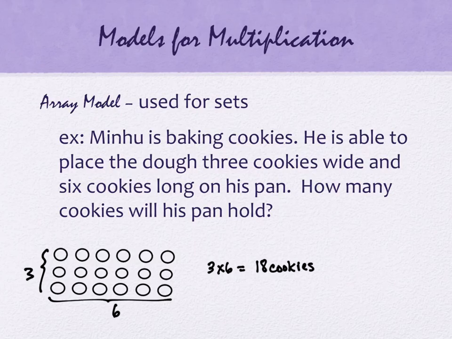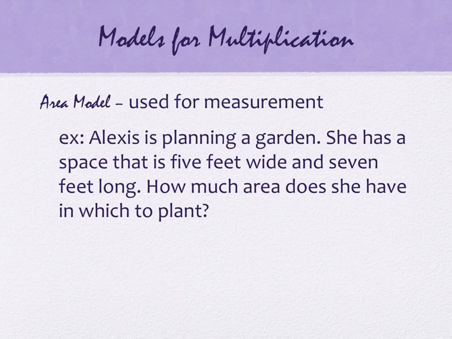Okay. So I'll refrain from giving you more ideas of arrays and let you guys explore that for a sec when you do yours. And then I'll come back to it and mention some other things that maybe you hadn't thought of. Okay, the third model for multiplication is an area model.